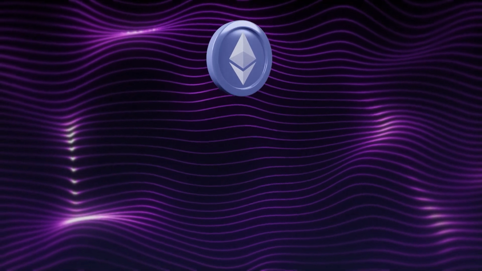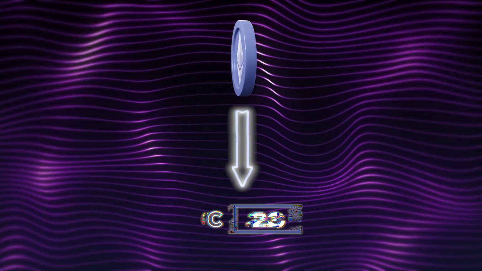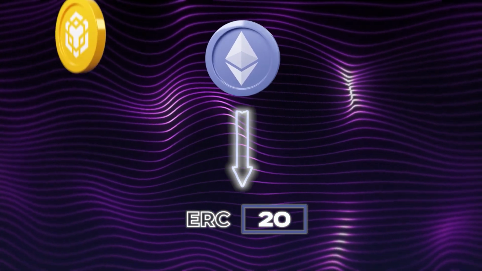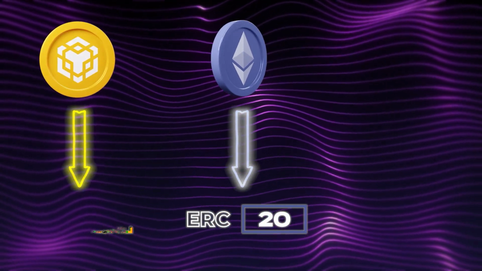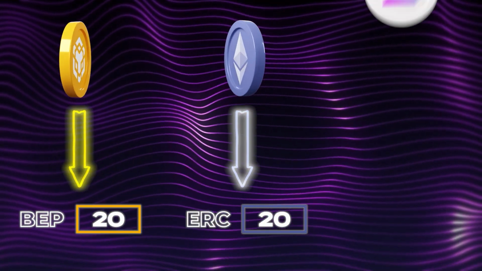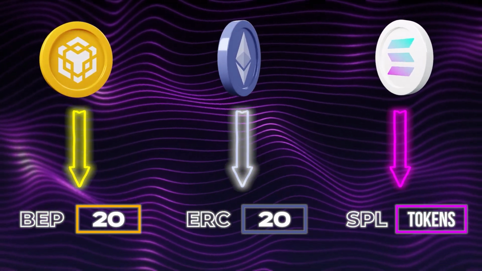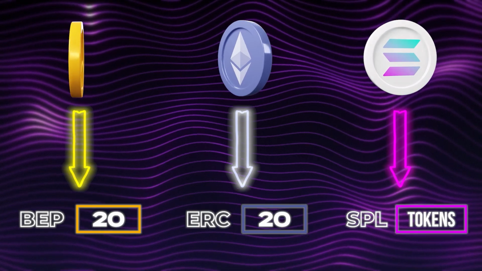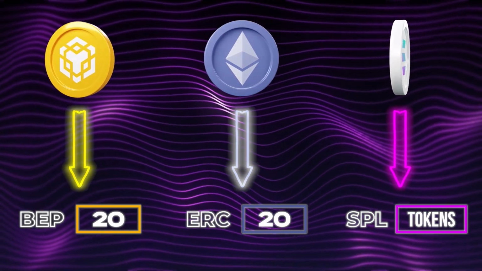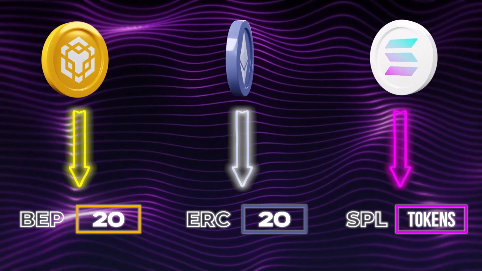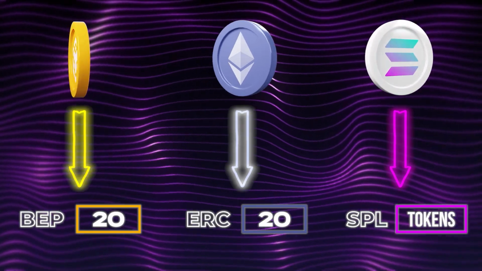For example, in Ethereum, tokens are created using the ERC20 standard. In BNB Chain, tokens are created using the BEP20 standard. In Solana, tokens are SPL tokens. This means that you are not creating a new network from scratch. You are simply issuing an asset that will live inside an already proven ecosystem. That's why making a token is easier than many people think.